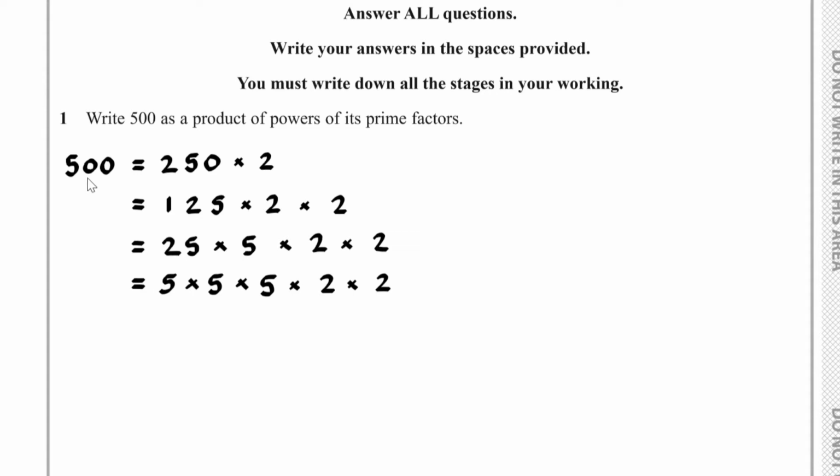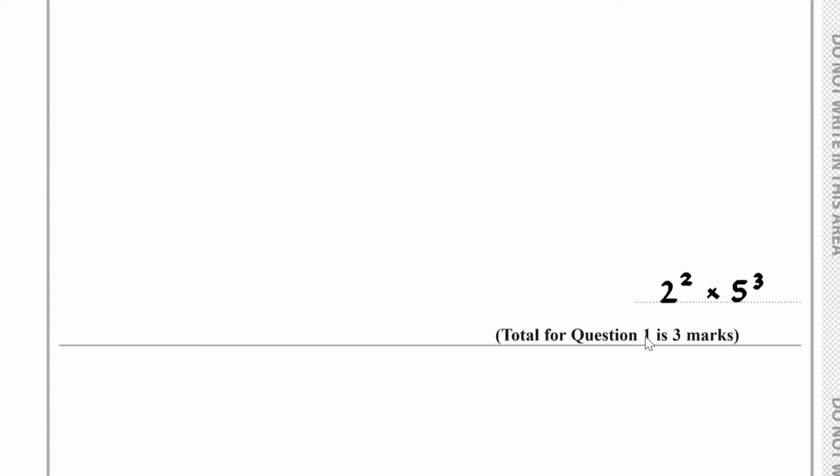So now we can write 500 as the product of powers of its prime factors. We have 2 squared, that comes from 2 times 2, multiplied by 5 cubed, that comes from the 5 times 5 times 5. So we have 2 squared times 5 cubed.